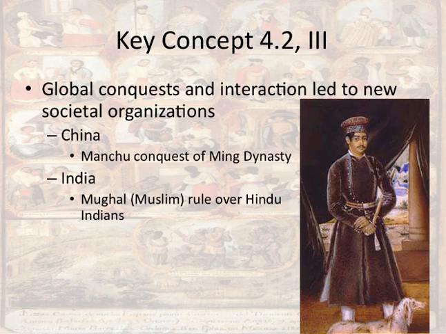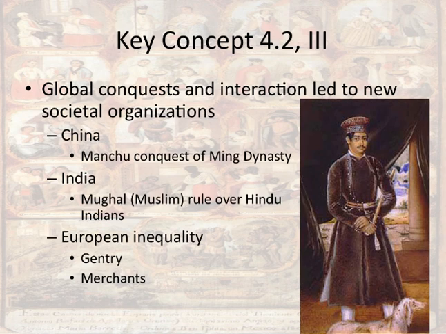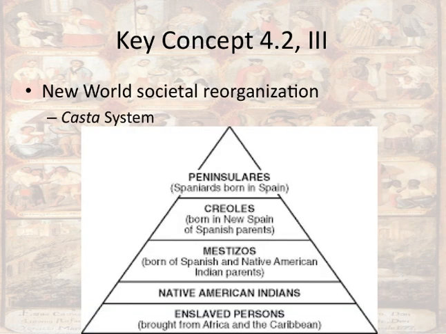In India, we see the Mughals, Muslims, rule over a primarily Hindu population. In Europe, we see the emergence of gentry and merchants who have a ton more money than peasants, and you see the growth of inequality. But the most notable interaction and societal reorganization is going to be that of the New World with the introduction of the casta system. So the casta system looks like that. It's your basic social pyramid, which we've seen so many times in this class.